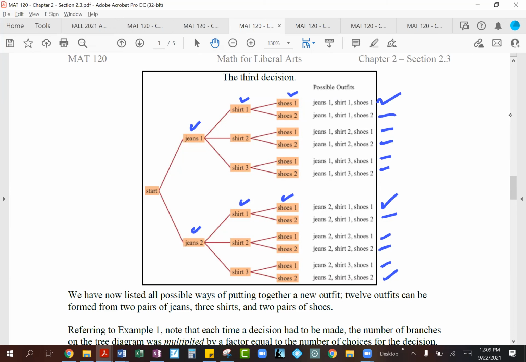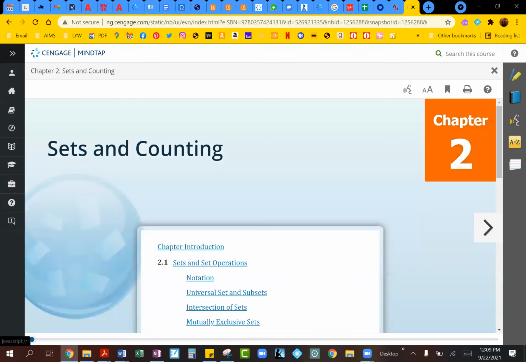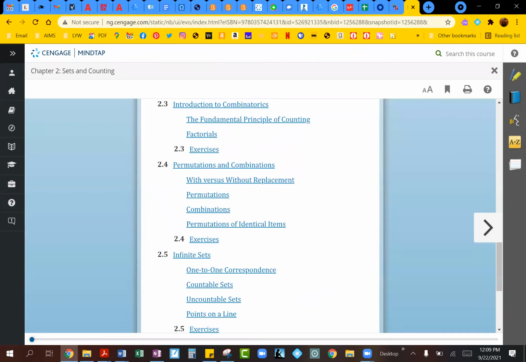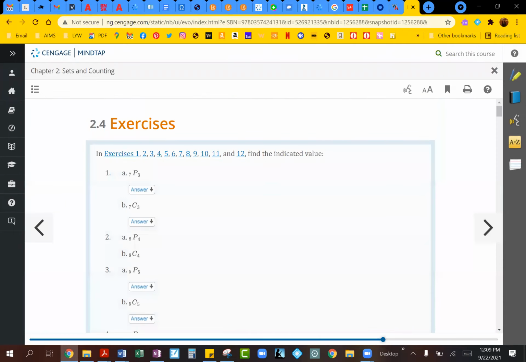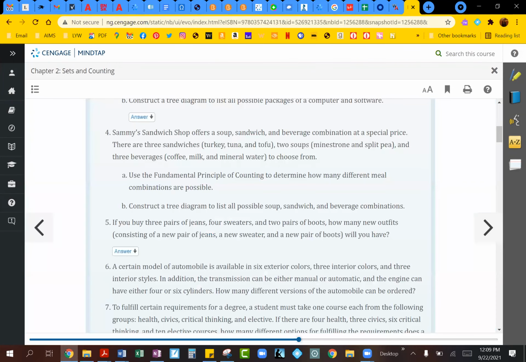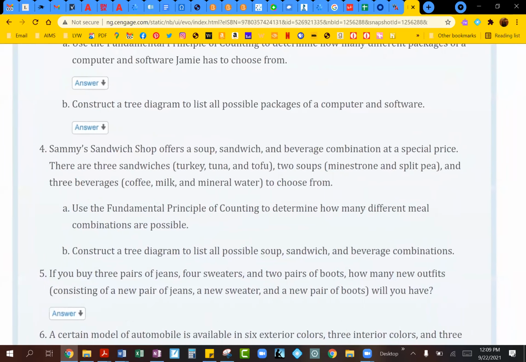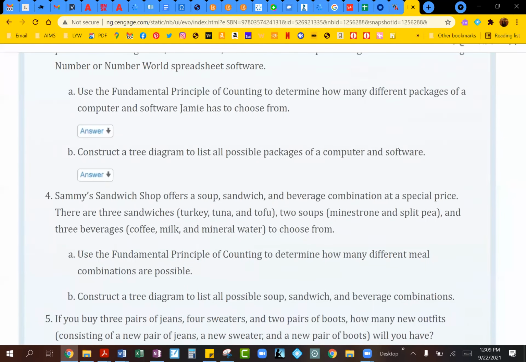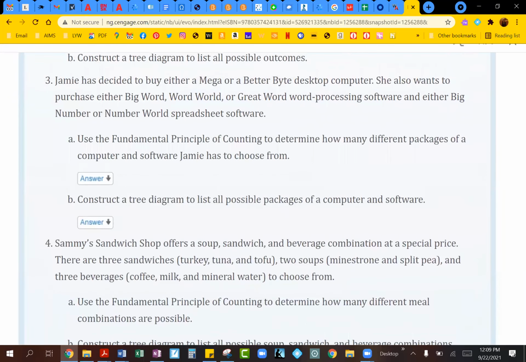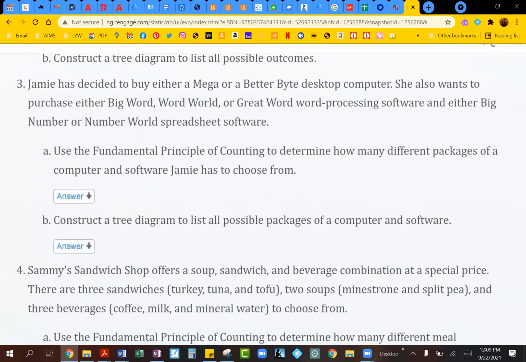All right, how about we look at number 4 from our textbook. Oh, wrong section. 2.3, there we go. Okay, so number 4. You know what? Instead of that, let's do number 3.